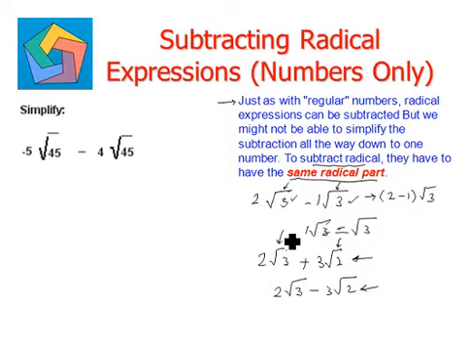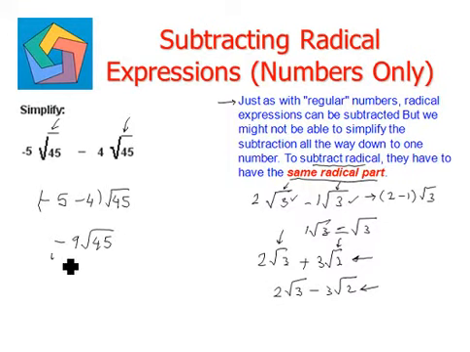and if possible we'll combine them. So here, given in the first question, negative 5 times square root of 45 minus 4 root of 45. Now inside the radical we have the same number. So what we do: negative 5 minus 4 in parentheses, and square root of 45. Negative 5 minus 4 is negative 9, square root of 45. This is the final answer.